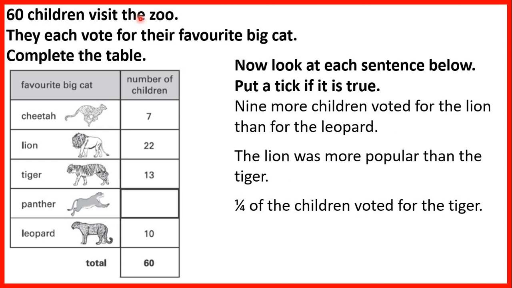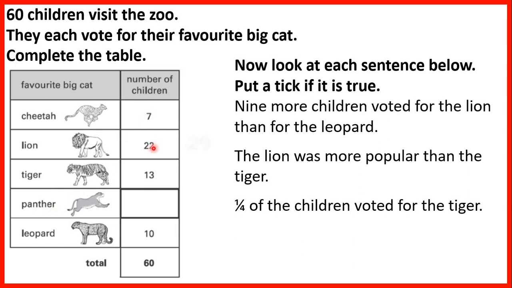60 children visit the zoo. They each vote for their favourite big cat. Complete the table. So we need to work out the number of children who voted panther. And we know that there are 60 children altogether. So what we can do is add up the total number of children who voted for the other big cats and then find the difference to see how many voted for the panther.